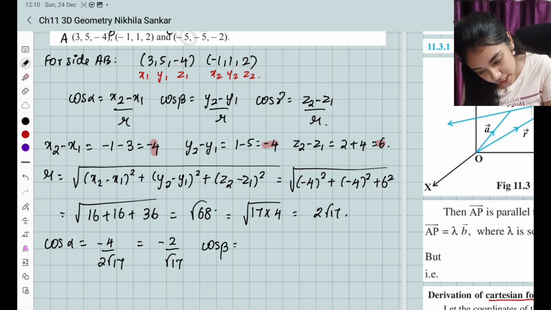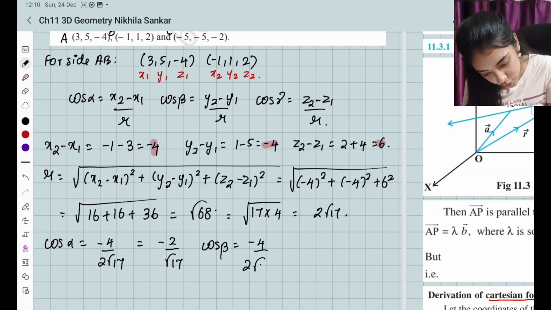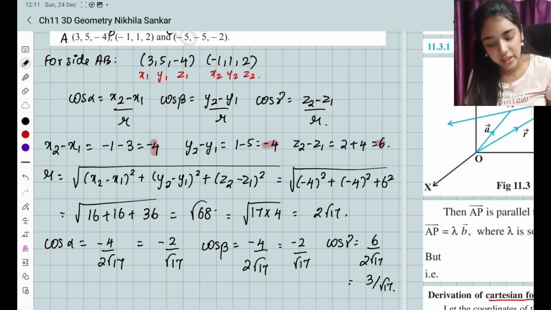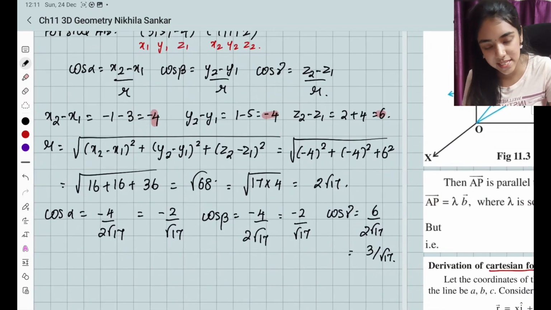அதே மாதிரி cos beta is going to be y2 minus y1, which is again minus 4 divided by 2 root 17, which is minus 2 divided by root 17. And cos gamma is going to be 6 divided by 2 root 17, which when I simplify, I'll have 3 divided by root 17. So, these are the direction cosines for the side AB. So, இதே மாதிரி BC, CA ரெண்டுத்துக்கும் கண்டுபிடிக்கணும்.